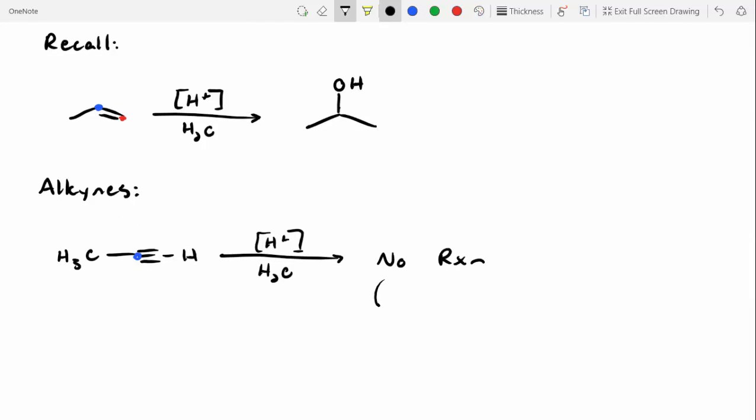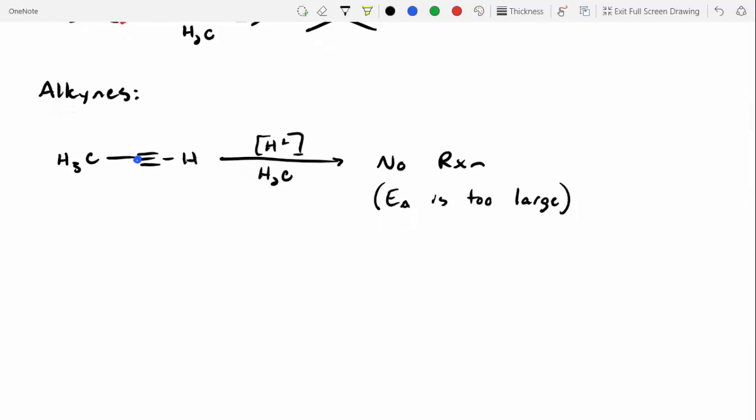The activation energy is too large. It's a little bit unclear to me why it is so large, but what's the trick when we have an activation energy that's too high? Catalyst, exactly. So here's what we're going to do.